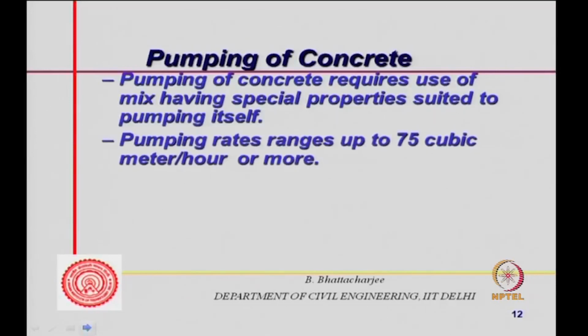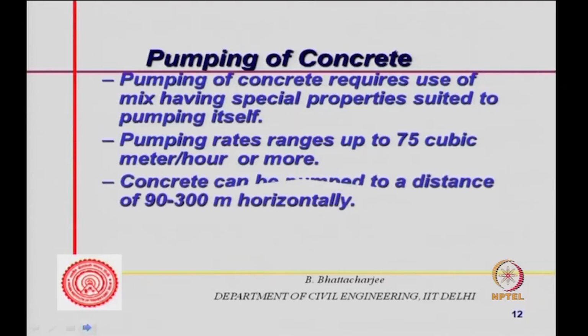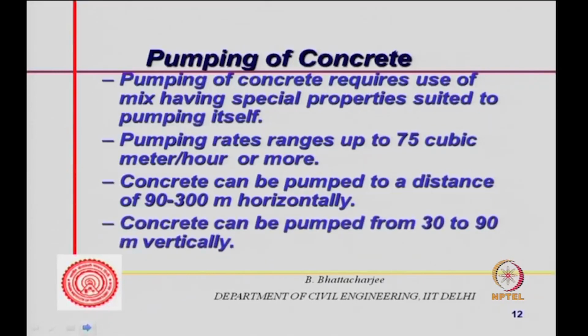Pumping rates range up to 75 cubic meter per hour or more. It will depend; current pumps might do much higher. You can pump concrete to a distance of 90 to 300 meter horizontally. Maybe modern pumps might be even doing better. It can be pumped from 30 to 90 meter vertically, but you cannot realize both maximums together. So, if you reach the maximum in one, for example 300 meter, it may not be realized simultaneously; you will realize it somewhat in between.